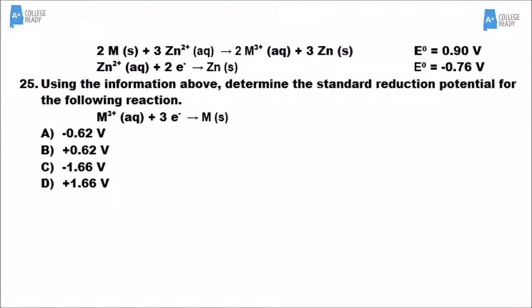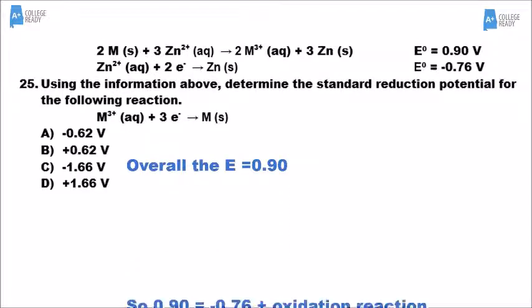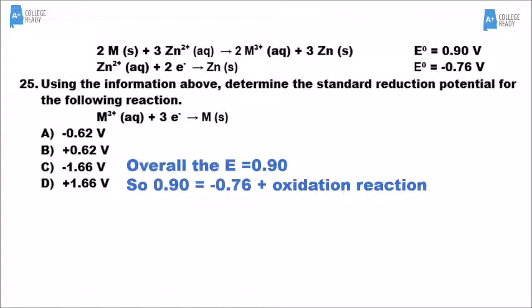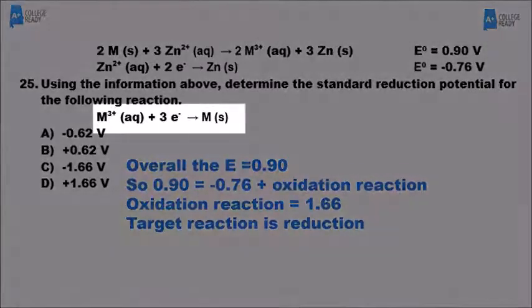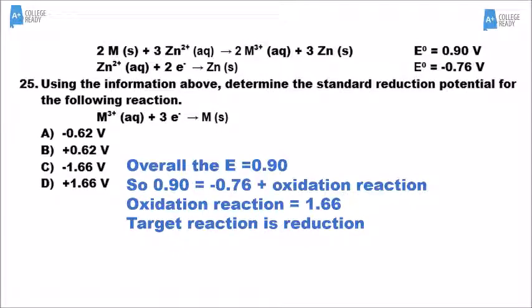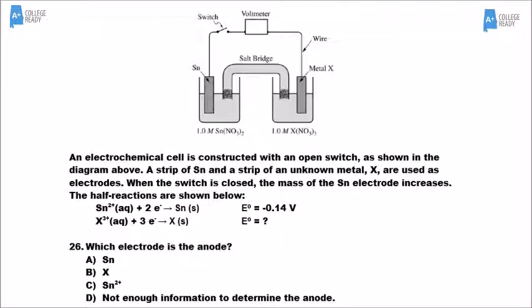This is a slightly different twist on a question. They're giving you the E for the overall cell as being 0.9. Therefore, 0.9 is equal to the negative 0.76 plus whatever the oxidation reaction is. Do the math and you get 1.66 volts. Now, understand that that is the oxidation reaction. However, the target reaction is reduction. So, in order to find the target reaction of reduction, we need to flip it, and therefore the reduction potential becomes negative 1.66 volts.